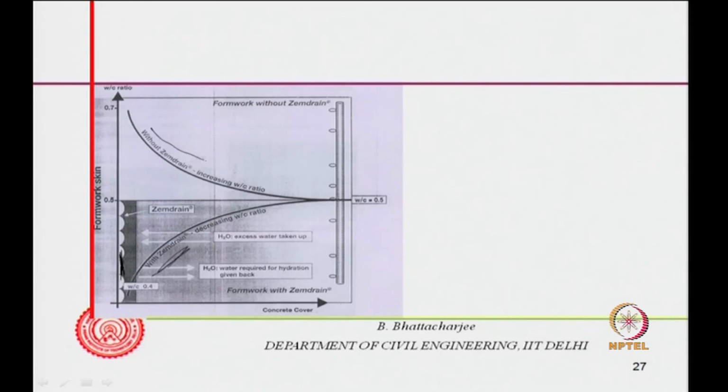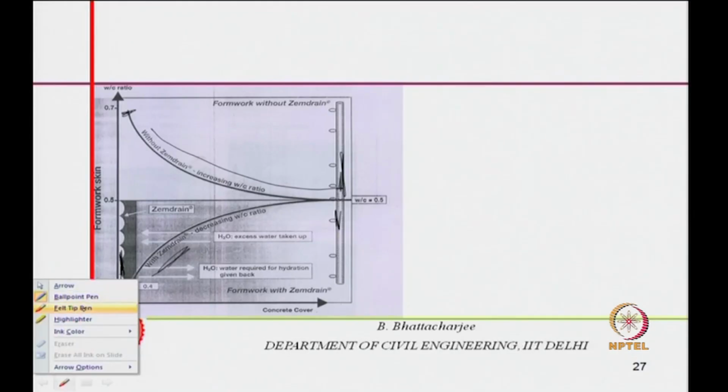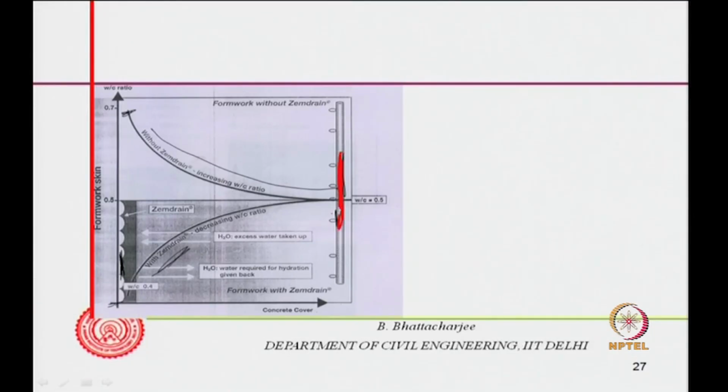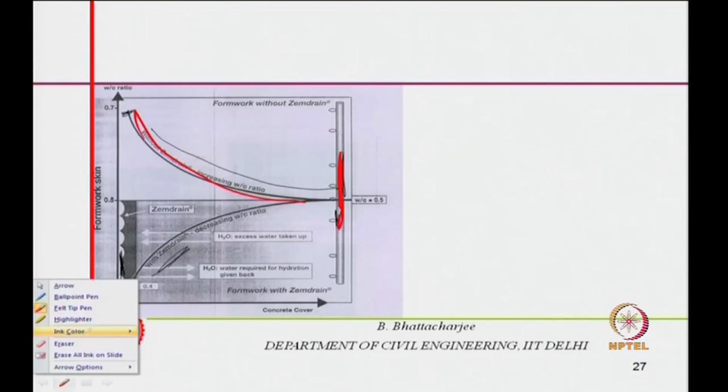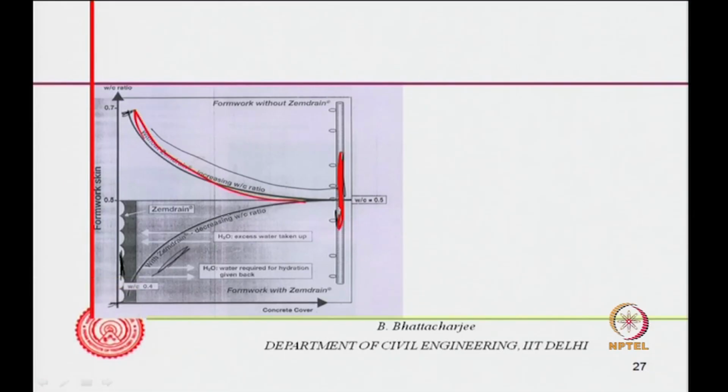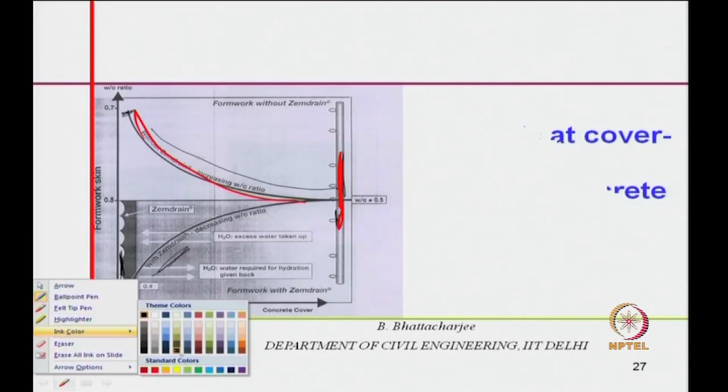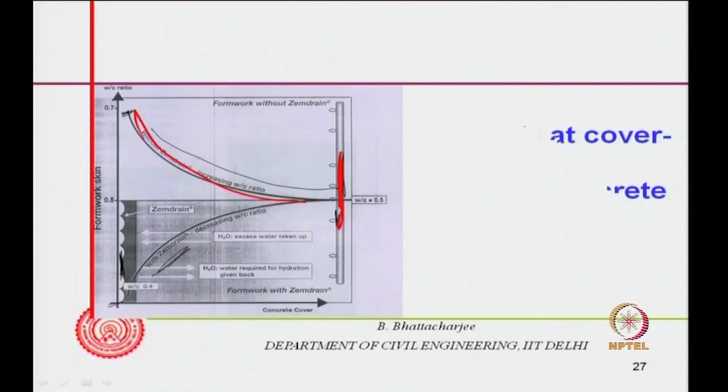If your original water cement ratio was somewhere around 0.7 without the liner, with the liner it might go even to 0.4, where here it is 0.5. This is a reinforcement bar. Without the liner the water cement ratio varies like this, and with the liner it might vary like this.